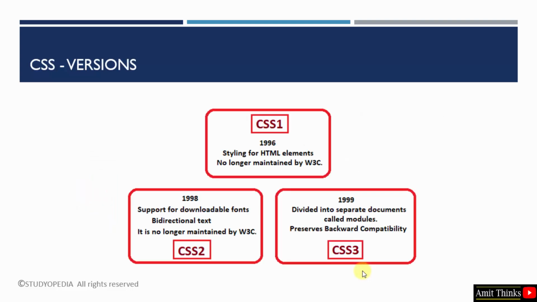Now let's see the versions. I told you that CSS came in 1996. It was used to style HTML elements. Then came CSS2. Both of these are not maintained by W3C now. Between 1998 and 1999, CSS3 was introduced. The HTML documents were divided into modules, and all these stylings came and were introduced for website developers.